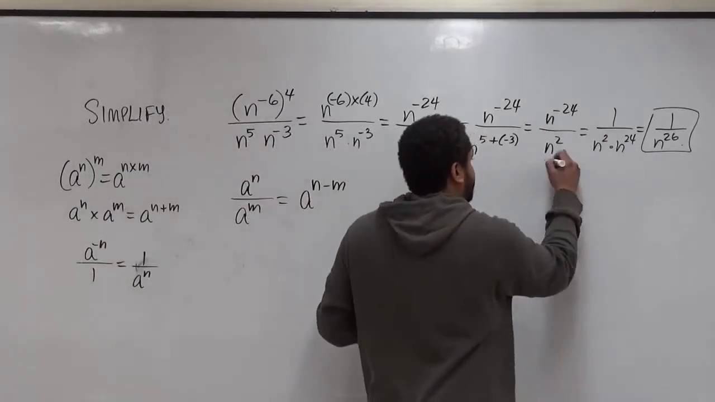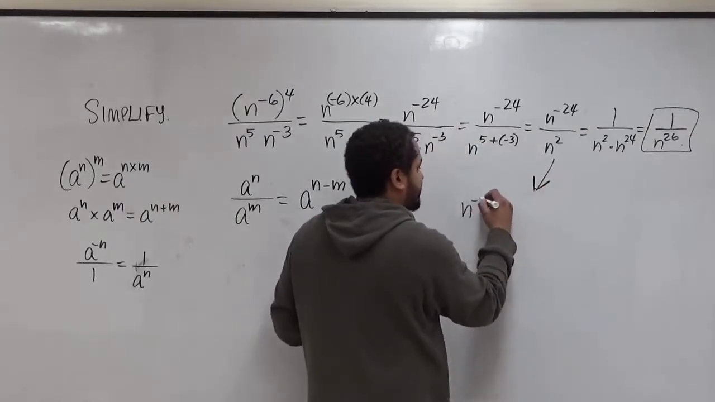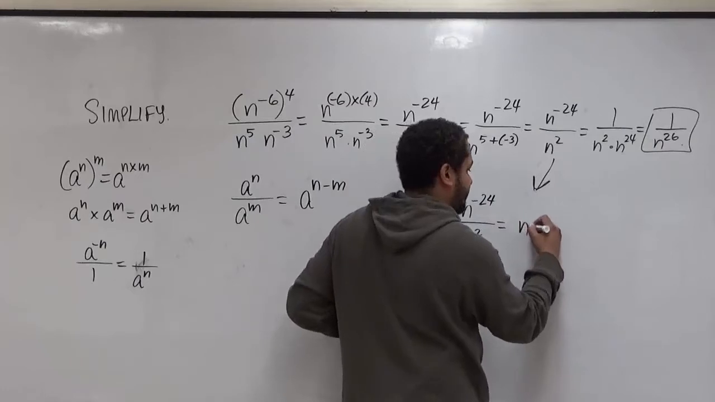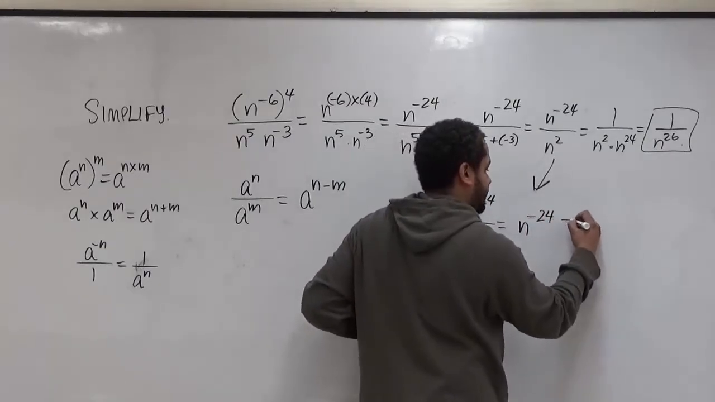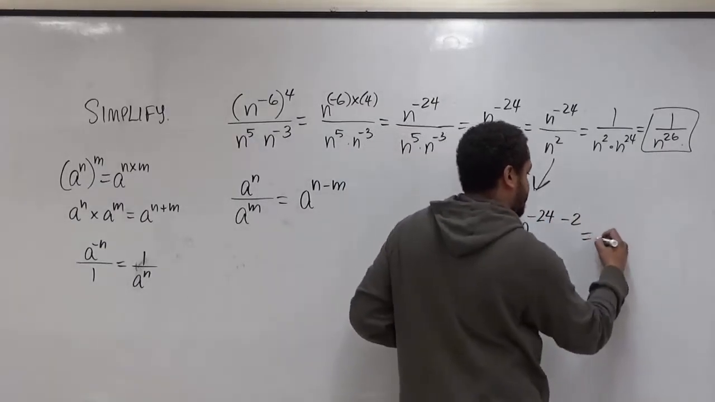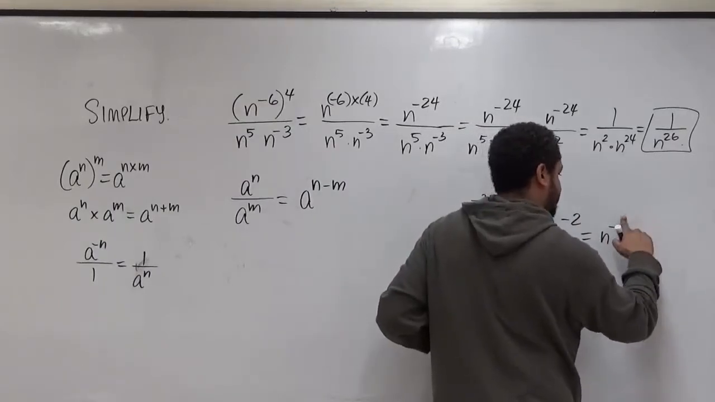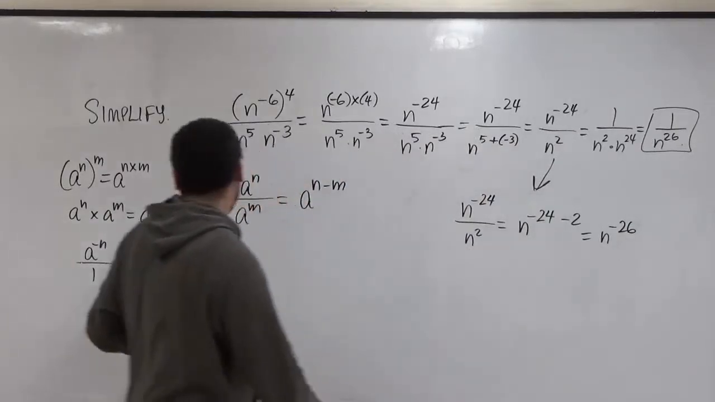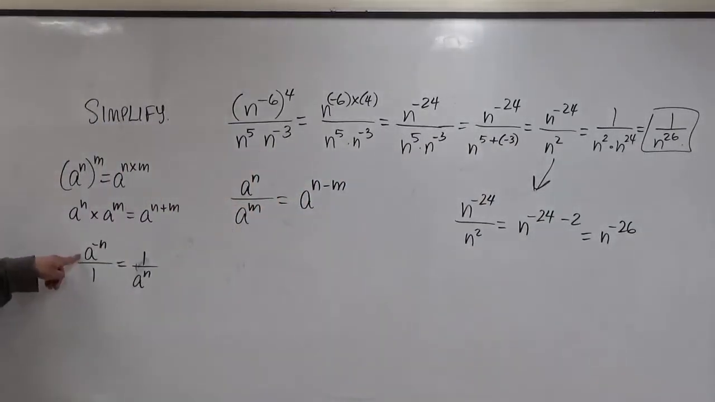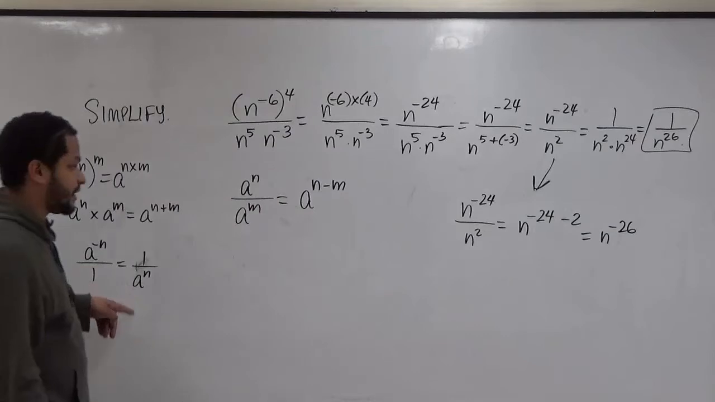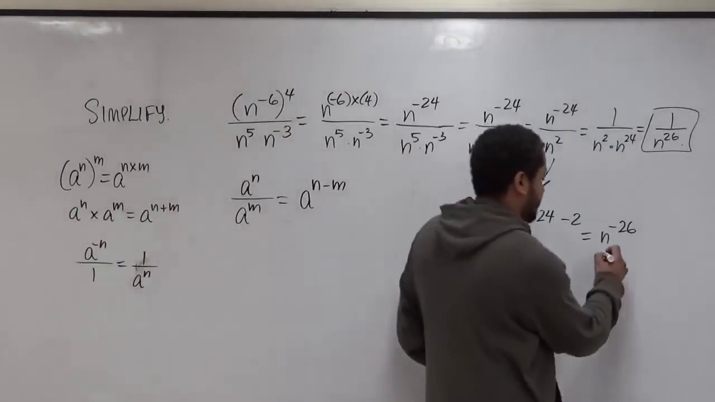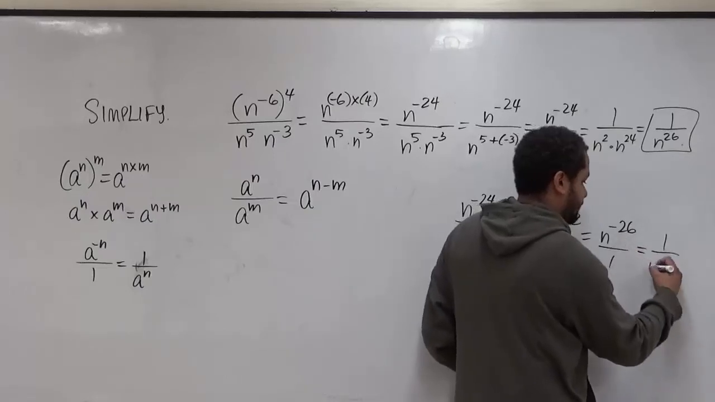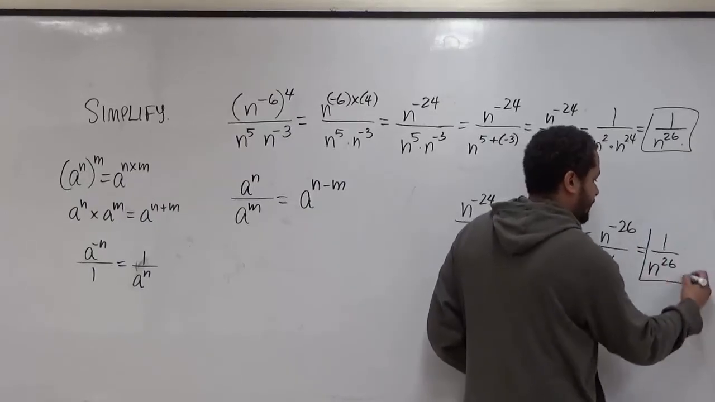So if we go back to this step right here, and we take the n to the negative 24th power divided by n to the 2nd, we're going to get n to the negative 24th minus 2. This results in n to the negative 26. And from here, we're going to continue with the rule of inverses. Whenever we have a negative exponent, we transpose it to the denominator. So this n to the negative 26 goes over 1, and we just move this down and change the sign to a positive. That gives us the very same answer.